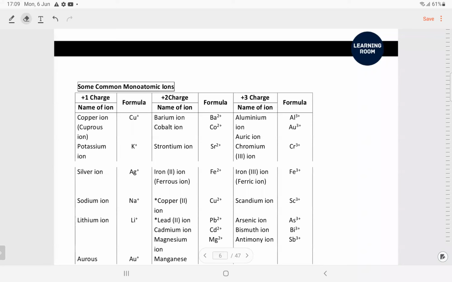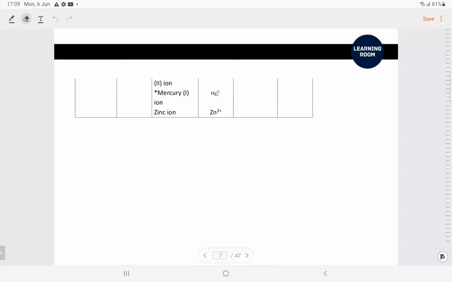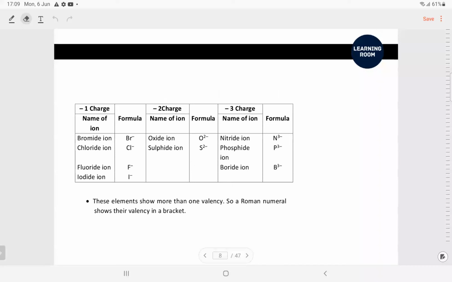You can try for this table and you can check. Everything will attain stability, whether by gaining or by losing. Clear? Now coming to the next one, 7th slide. Here it's a continuation for bromine, chlorine, fluorine. Fluorine, will it gain or lose electrons? Gain the electrons. How many electrons are needed to fill the octet? 1. So it is F minus.